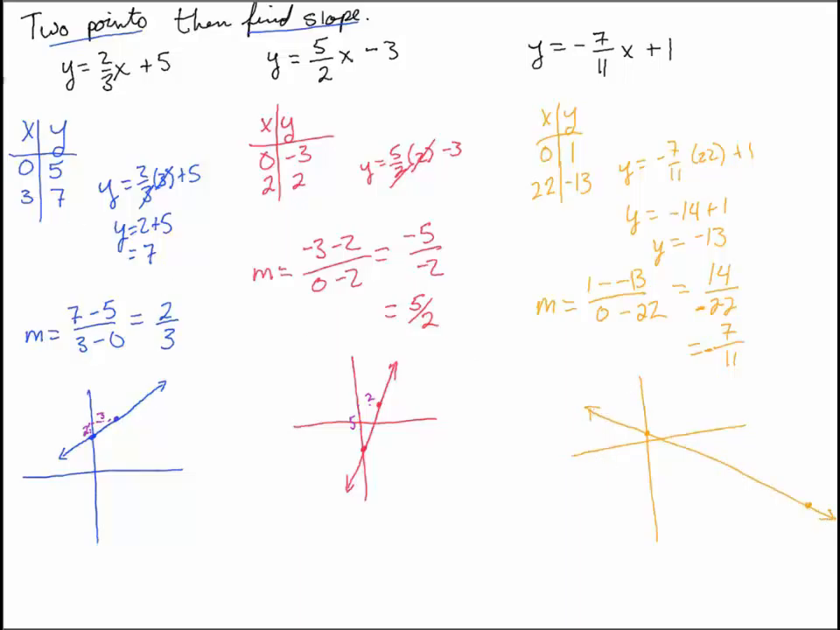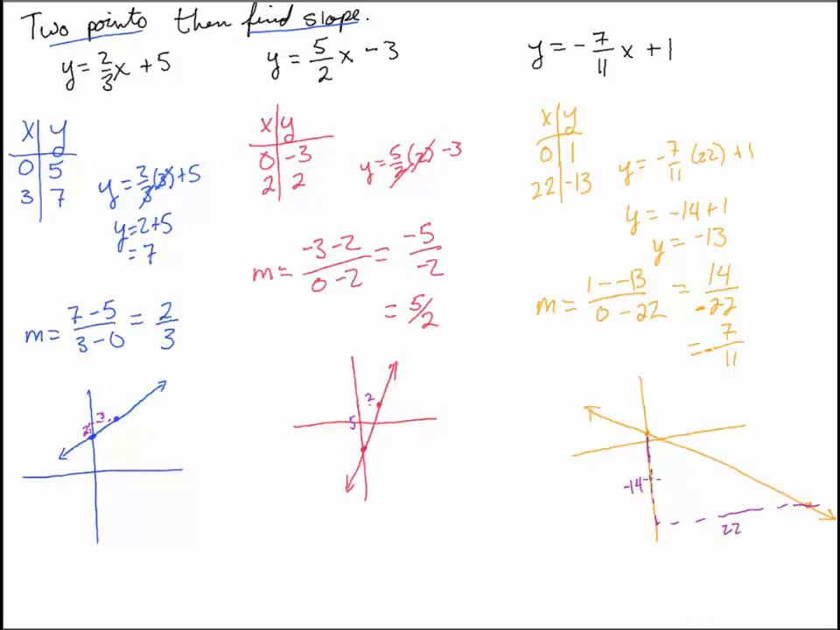Great. Now, looking at where the slope is here, the slope went down for these 2 points. It went down 14 and then over 22.